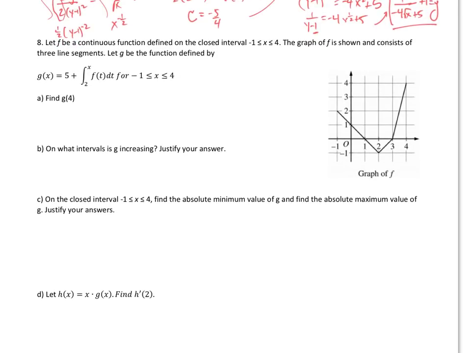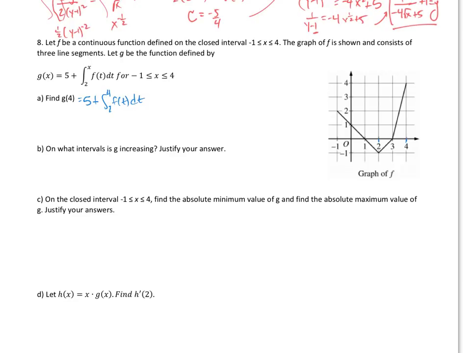All right, let's take a look at this. This one says we need to find g of 4. So g of 4, and we're given this integral. That means g of 4 is equal to 5 plus the integral from 2 to 4 of f of t dt. Now here's our f graph, and this is the integral. So let's take a look. We need to integrate f from 2 to 4.